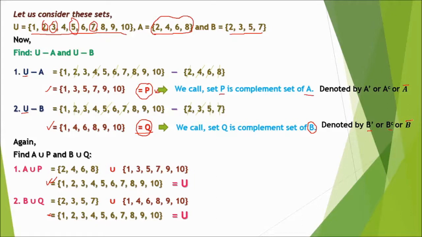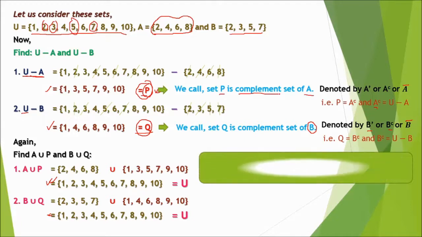Now P is equal to A complement, or we have the formula for A complement, which is U minus A. As we have already done, U minus A is equal to P. So P is A complement, and the same goes with B and Q. So there is a name for it, as I have already repeated many times: complement. This is what the complement of a set is.